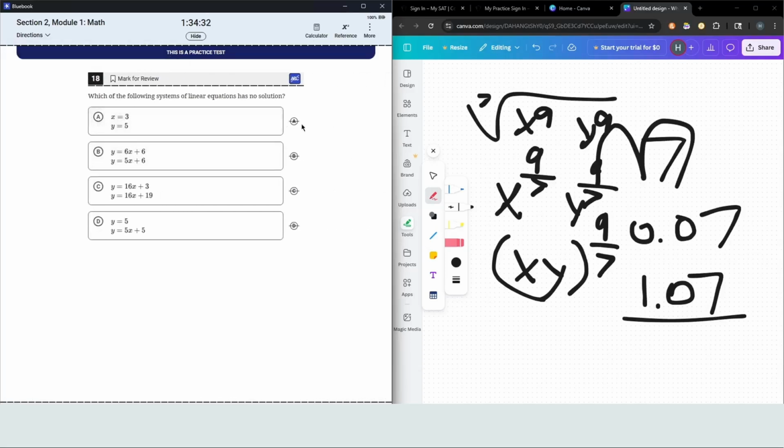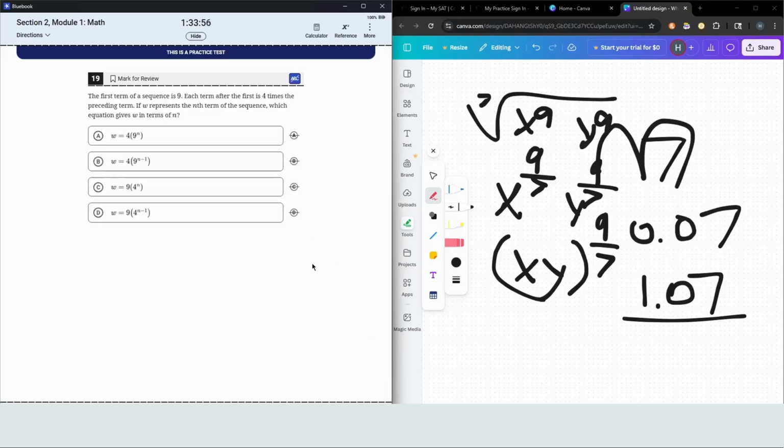It can't be A, it can't be B because the slopes are different. It can only be C because these two have the same slopes, meaning the lines are parallel, and the y-intercepts are different, so they're not the exact same line. So these systems of linear equations would have no solution.